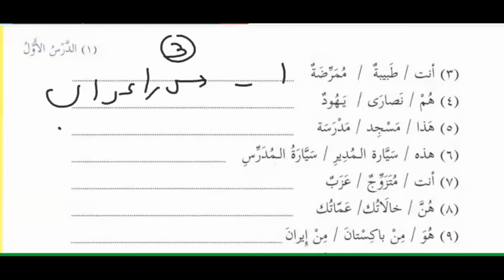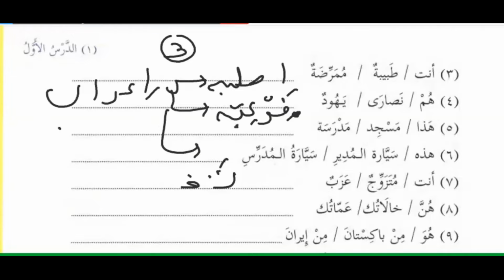And as I told you, there are three types of i'rab. It can be asliyatun, or it can be far'iyatun, or it can be taqdiri.